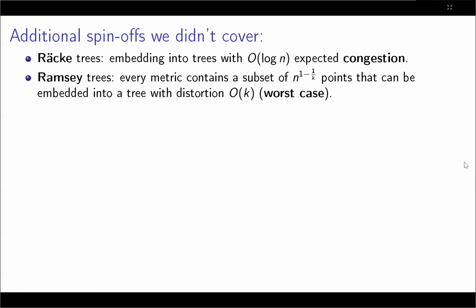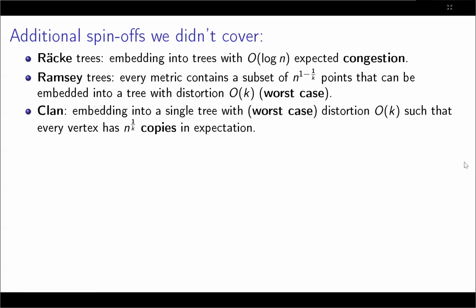Another celebrated result was Ramsey trees. This means that you want a worst case distortion guarantee, which is impossible to get in trees. What you can get is to say that there's a large subset of size n to the 1 minus 1 over k that has a worst case distortion k. But you don't get to choose the subset, you just know that it exists. Somehow like a Ramsey structure. The structure is being a tree.